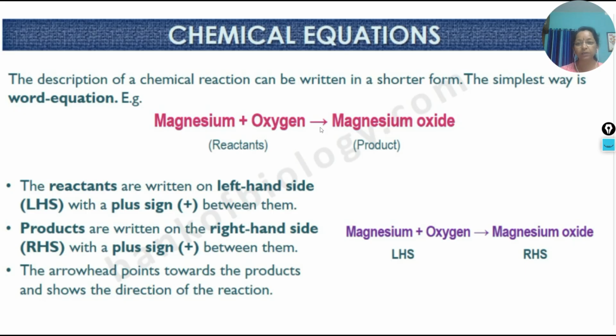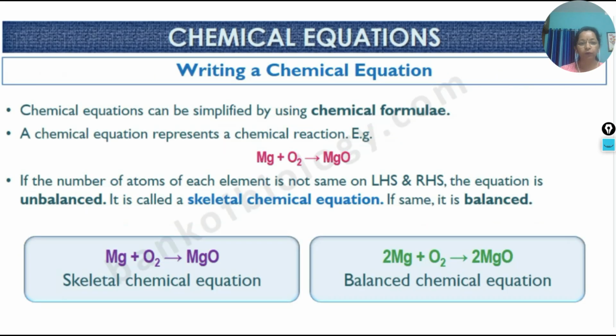Okay, so that is the simplest way of writing. It's actually what we call a word equation. But that is not a simple way, or it is very difficult in the case of complicated reactions; writing this way becomes a task. So to avoid that, we can go for a chemical equation, using the help of chemical formulas.